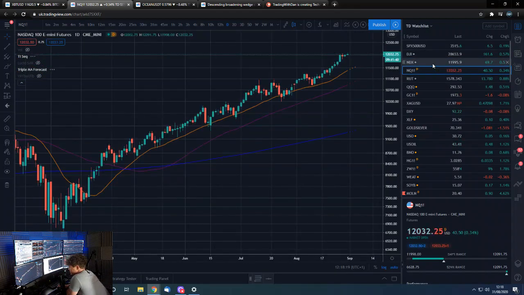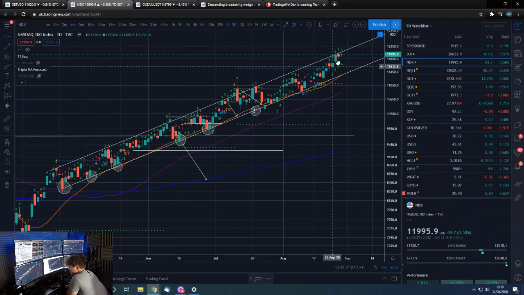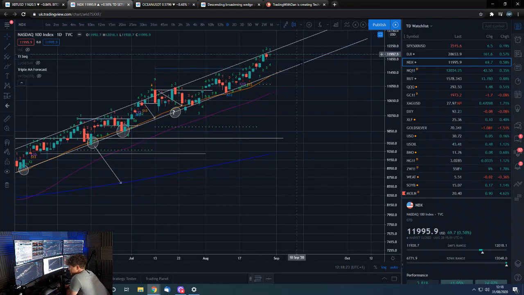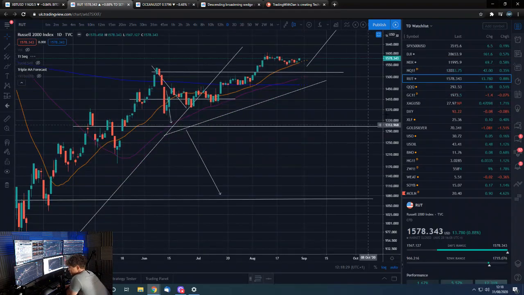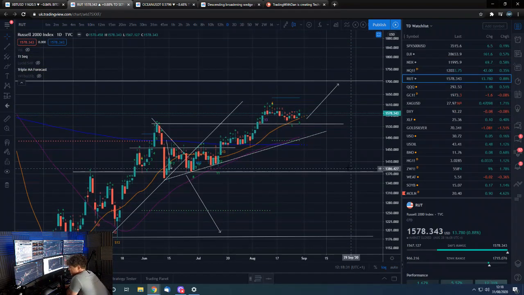Nasdaq clearly, as you can see, at the top of the channel. So maybe sideways to down, as has been the trend. Yeah, sideways to down potentially. We'll have to see how it goes. The Russell, the laggard, the Russell. Yeah, sold off the daily 9, but now looking to try and move back up.